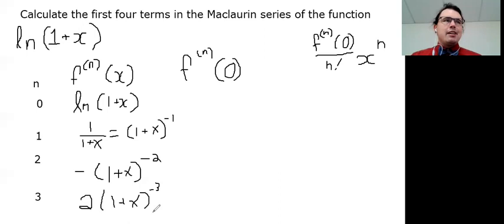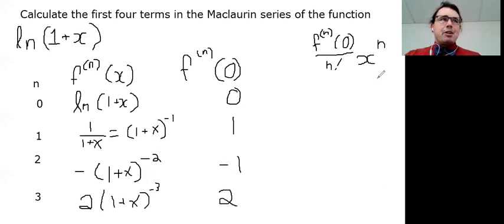Now I'm going to evaluate these things at x equals 0. So if x equals 0, I'll have the natural logarithm of the number 1, which is just 0. For n equals 1, if x equals 0, I'll have just the number 1. For n equals 2, I'll have the number minus 1 times 1 to the power minus 2. But 1 to any power is still just 1, so that'll simplify nicely. And for n equals 3, I'll have the number 2.